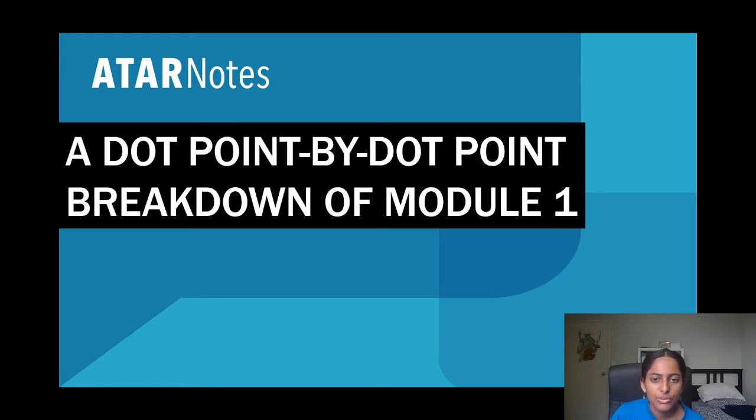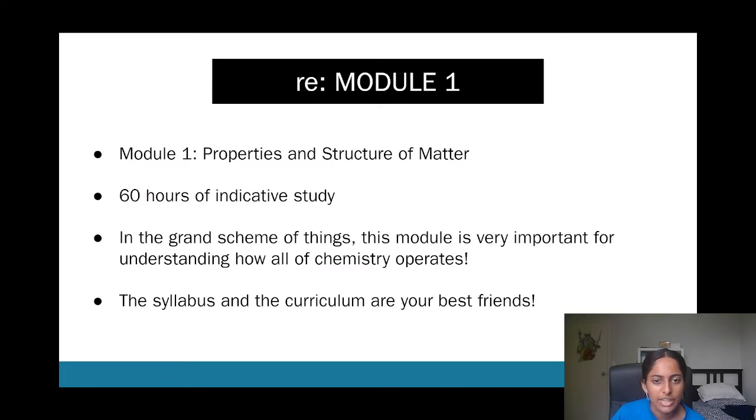All right, let's go through pretty much a breakdown of module one. It's core properties and structure of matter. Pretty much the intro to year 11 chemistry. Overall, this module is pretty important because it helps you understand how chemistry operates, and the syllabus and your curriculum are just your best friends, not only for this module but throughout your HSC. So make sure you prepare your notes according to the syllabus that they ask.